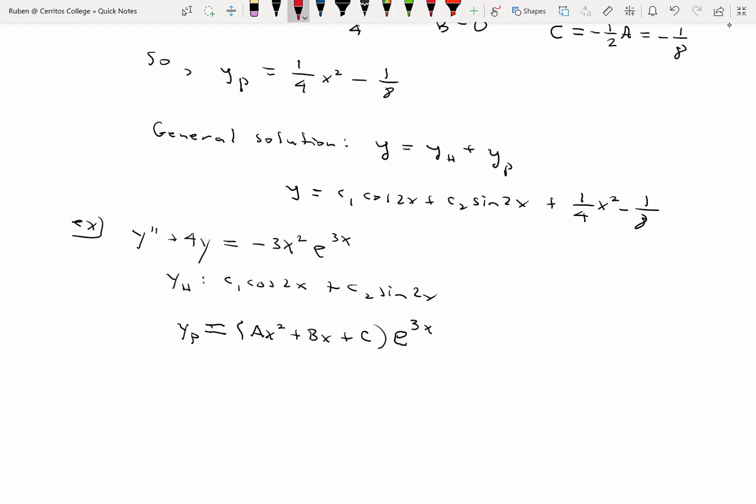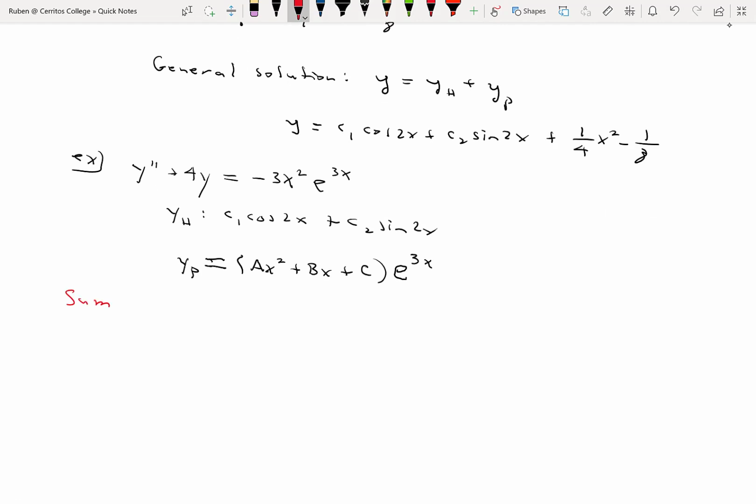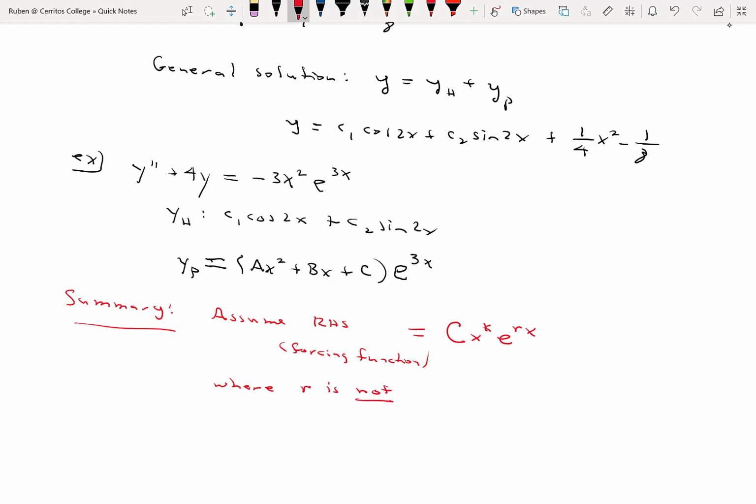Okay, so let me give you a summary so far. Let me change to a different colored pen, and let's see a summary of this so far. Let's assume that the right hand side, that forcing function that I'm referring to, is of the form some constant times x to the k times e to the r x, where r is not a root of the auxiliary polynomial for the homogeneous case.